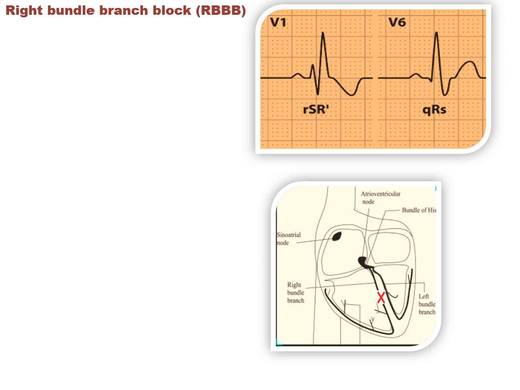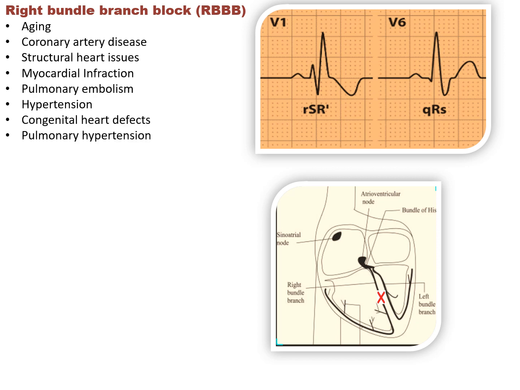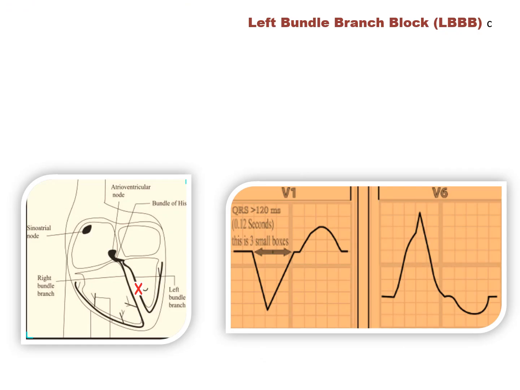Right bundle branch block is a cardiac conduction disorder where the electrical impulse takes longer to travel through the right bundle branch of the heart's conduction system. This delay results in characteristic widening of the QRS complex on the ECG. It can be caused by aging, coronary artery disease, structural heart defects, myocardial infarction, pulmonary embolism, hypertension, congenital heart defects, and pulmonary hypertension.